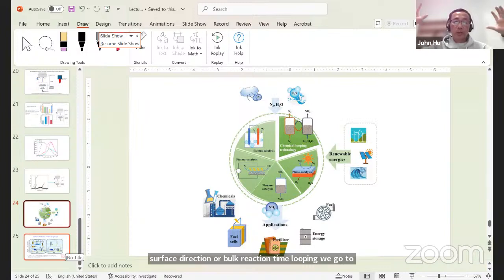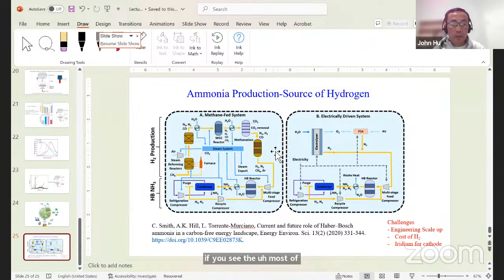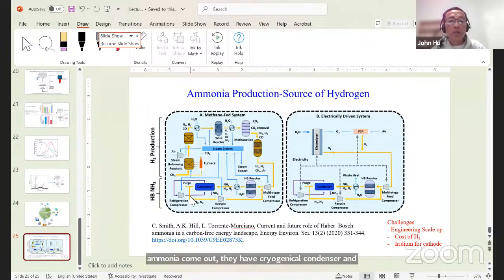In system engineering, we have to look at the overall economics. Okay, so this is the Haber-Bosch process on the left hand side. In most of the Haber-Bosch process, we are dealing with the downstream separation. When the ammonia comes out, they have a cryogenic condenser, and then they compress and then recycle. All right, because the single pass conversion of ammonia is not 100%. So you separate ammonia, you have to recycle hydrogen and nitrogen, and then you have to recondense, recompress, and move back.